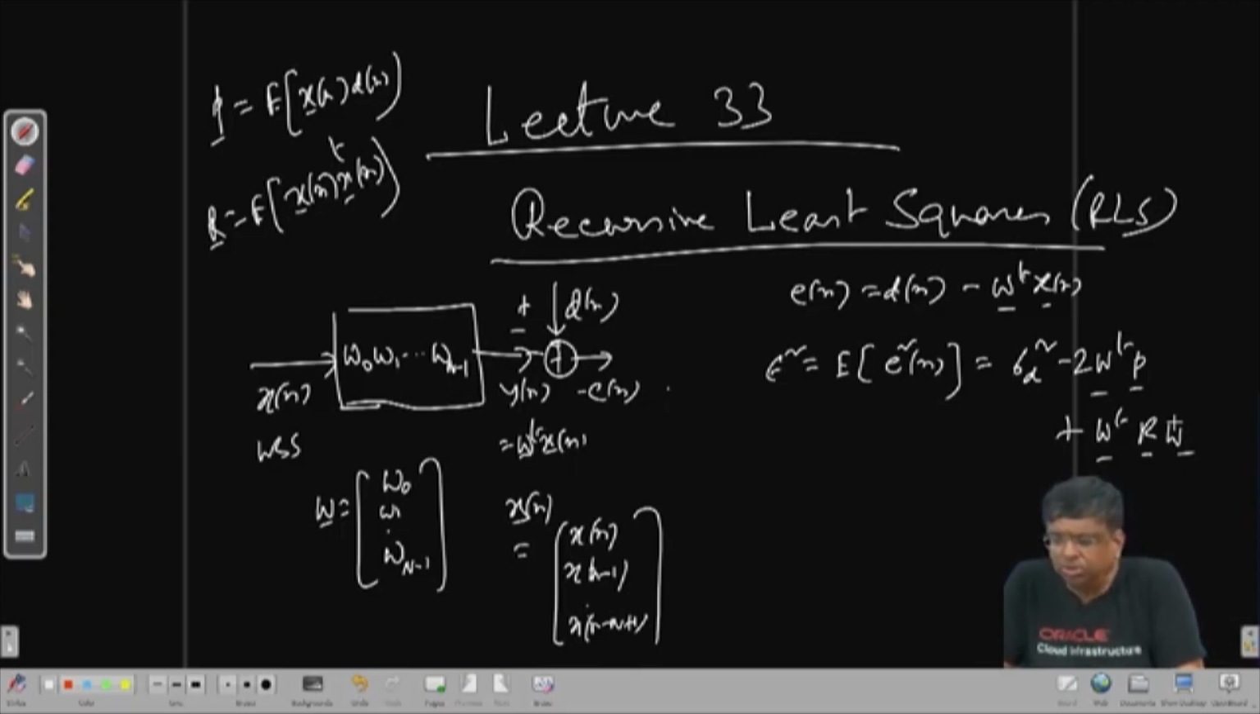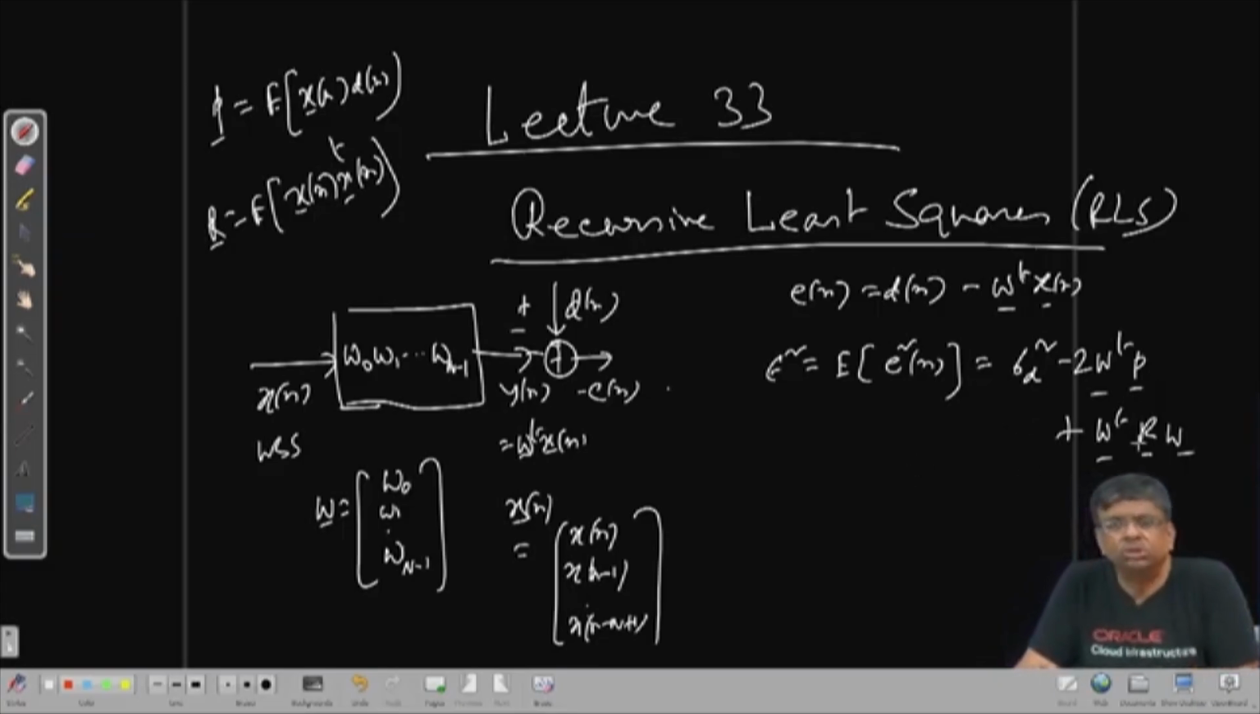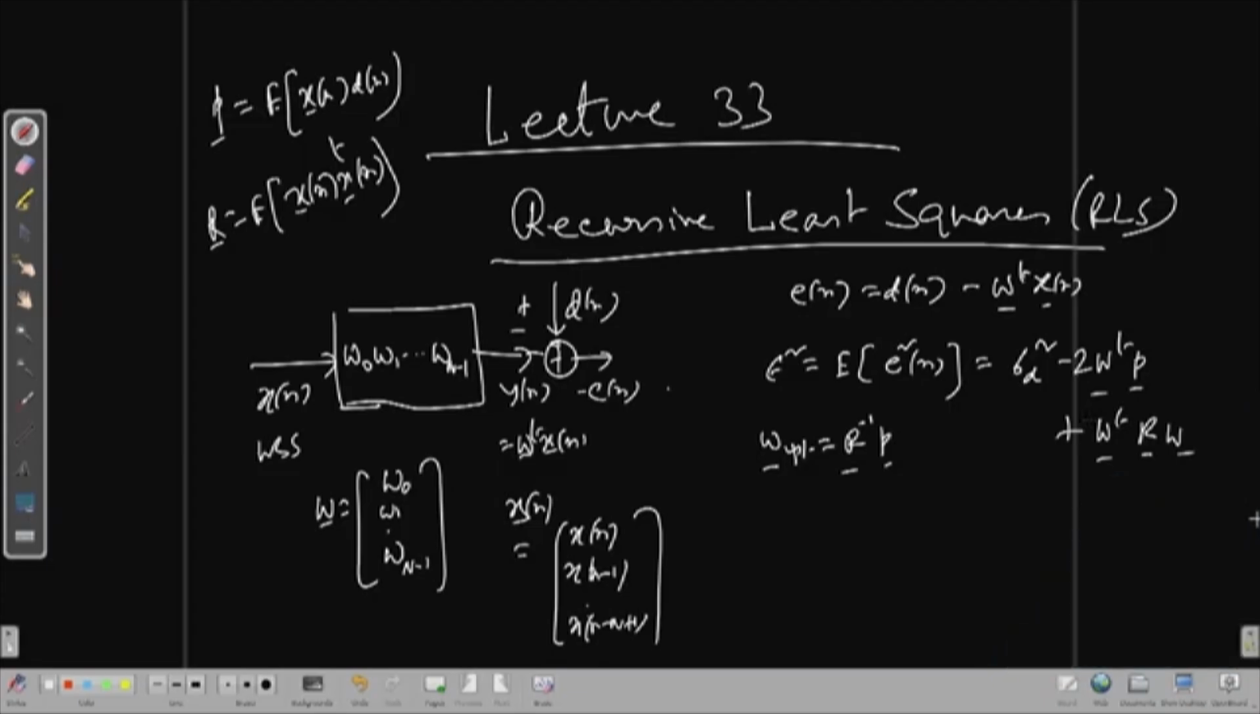Then the thing we do is this, we try to take the derivative of this with respect to the filter weights. Okay. Find the minima, that is equate the derivatives to 0, and then we get a solution which is W opt, optimal, R inverse P, assuming R to be invertible, that is positive definite, we assumed. And then we try to make it adaptive, because R and P can change from time to time, okay, or their knowledge may not be available.